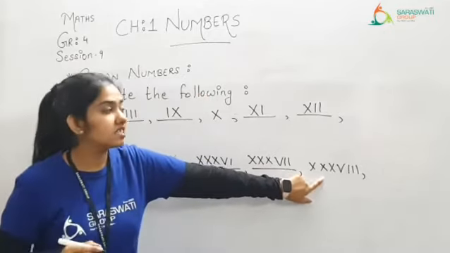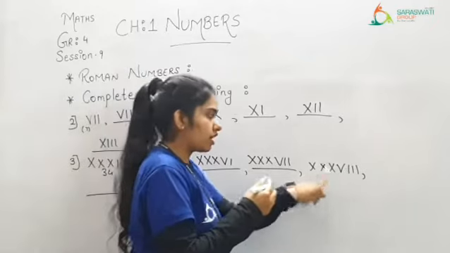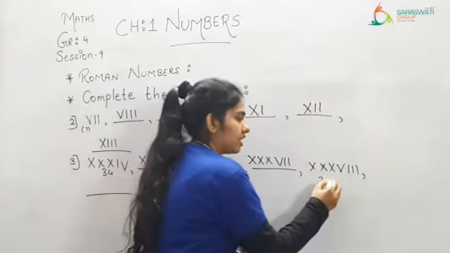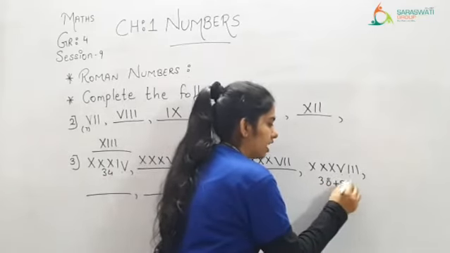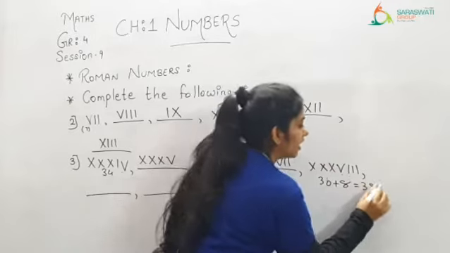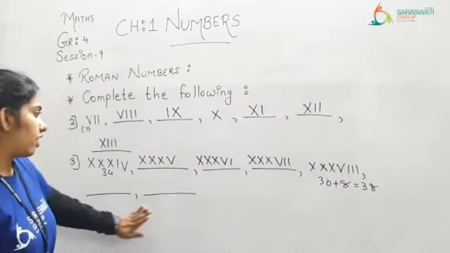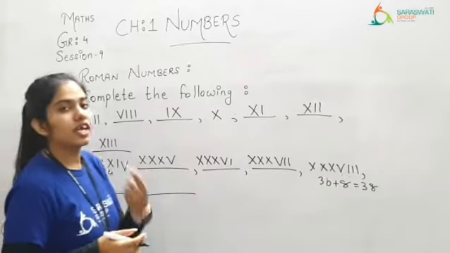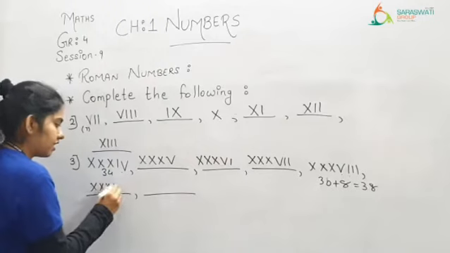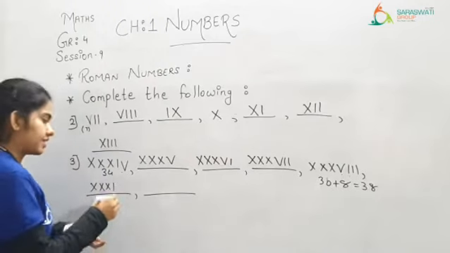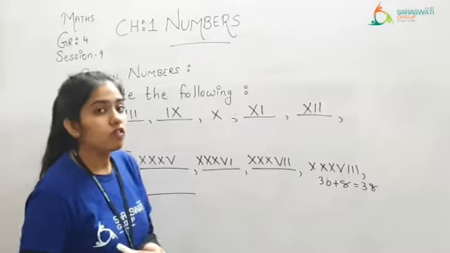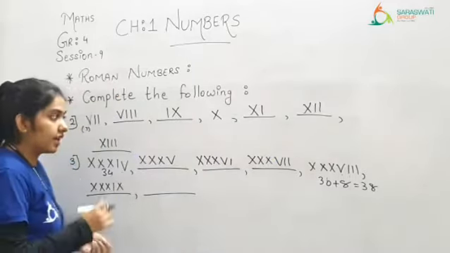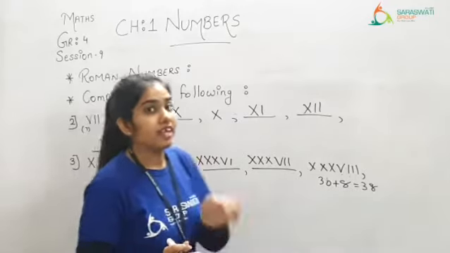And over here 38 is already given. We can see over here 3 times X, that is 30, and V and 3 times I, that is 8. So 30 plus 8 equals 38. Now we have to write the value for 39, that is 3 times X and the value for 9 is IX, I and then X. Now the value for 40, what is the value for 40? To learn that, the value 50 is L.